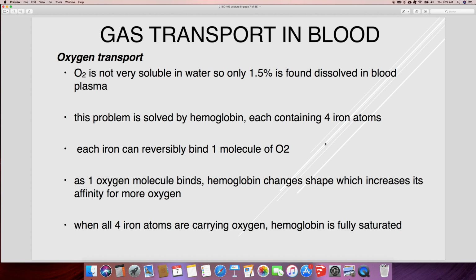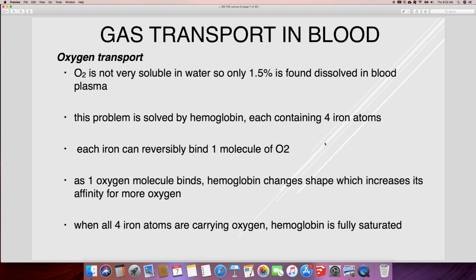Okay, so let's talk about oxygen transport. Oxygen's not very soluble in water, so a very small percentage, about 1.5%, will be found dissolved in plasma. Since it's not very soluble, we have a solution, and that solution is hemoglobin.